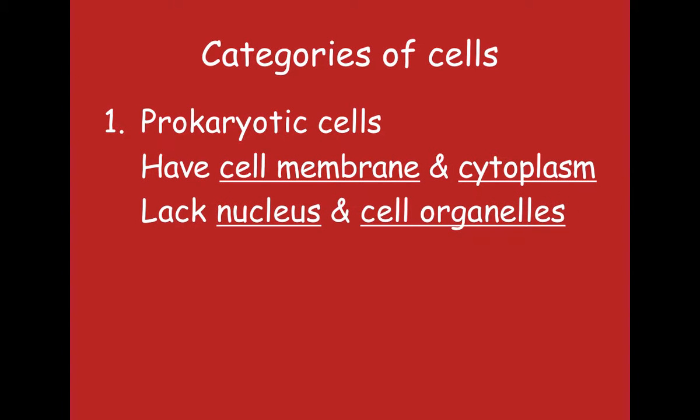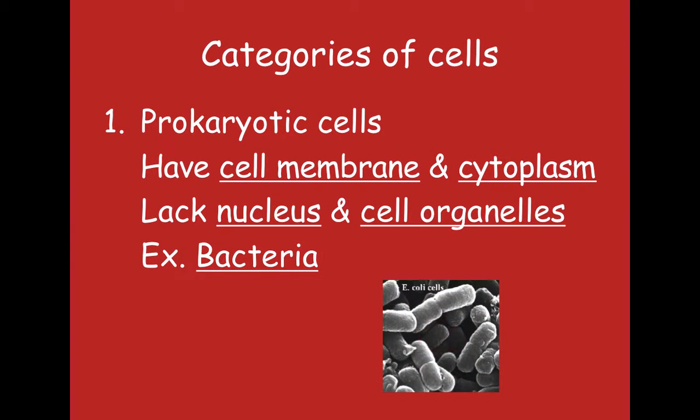They lack a nucleus and most of the other types of cell organelles. Typically how this is defined is they're called membrane-bound organelles, so they have some sort of membrane involved with them. This would be things like your endoplasmic reticulum, your nucleus, and some other structures like the Golgi apparatus. They don't have those inside of their cells. Examples of prokaryotic cells would be bacteria, and this is E. coli, which is something that we actually find in our intestinal tract.